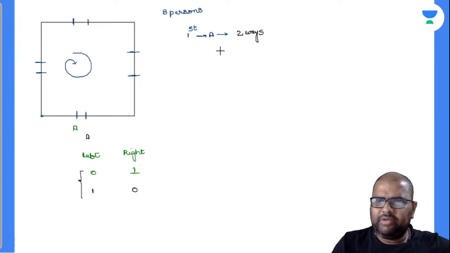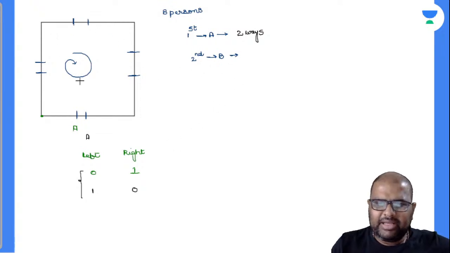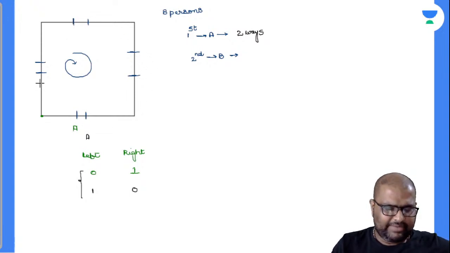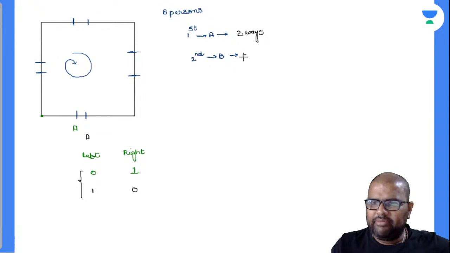So finally, what will be the second person B's seating capacity? B can be seated on the circular table in how many ways? Is it 7 ways? Because A is fixed. So if I keep B here, immediate right, second to right, third right, fourth right, fifth right, sixth right, seventh right. So totally I will get 7 ways. Am I right or wrong? And so on.